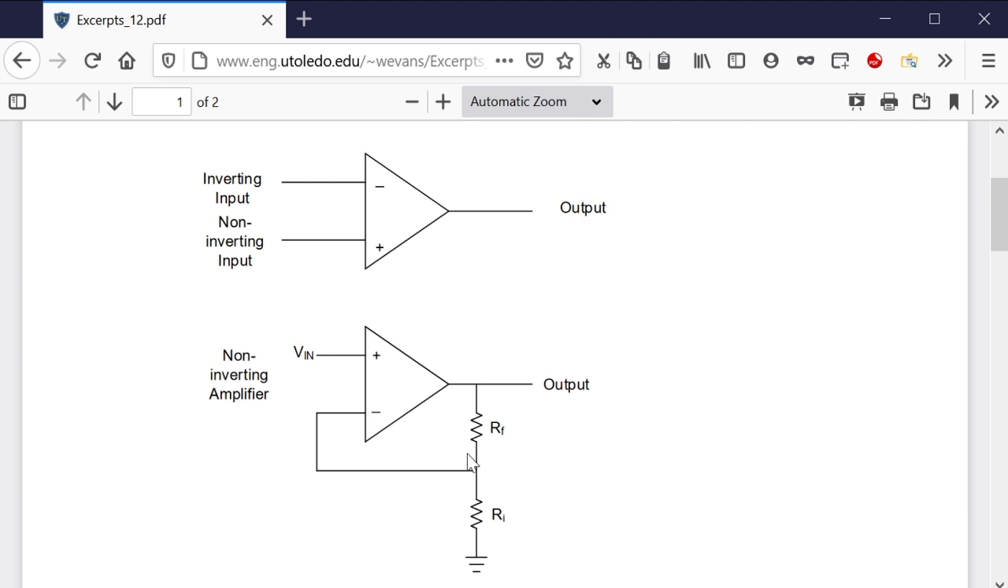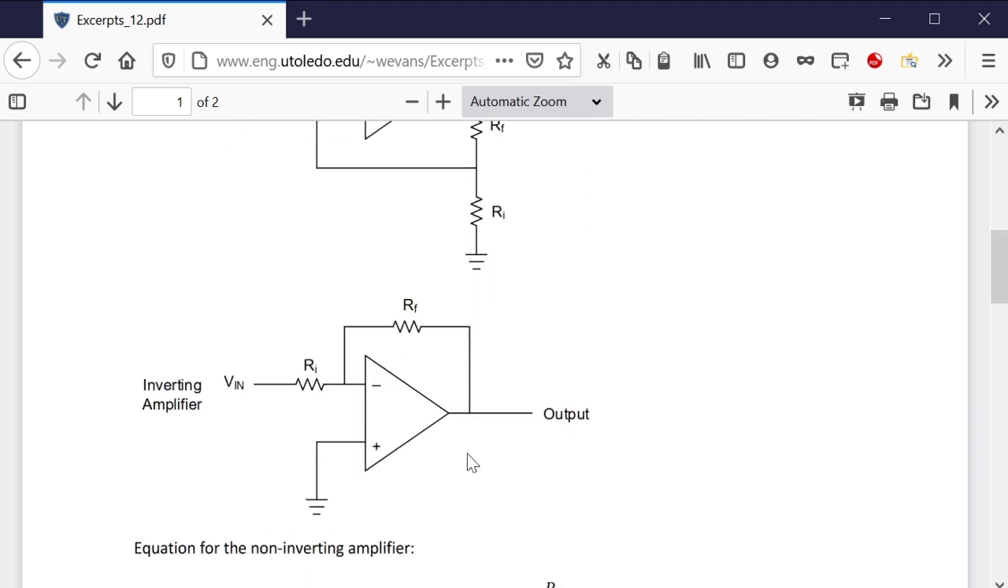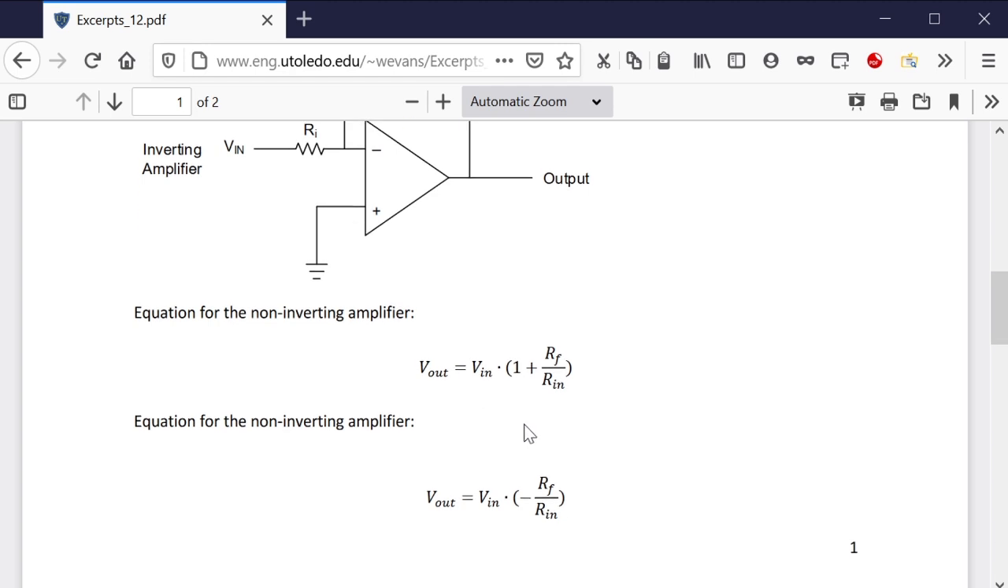For the non-inverting amplifier, it's this equation right here, and for the inverting amplifier, it's this equation right here. So that's wrong. The equation for the inverting amplifier is right there.